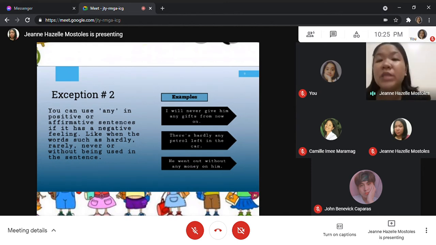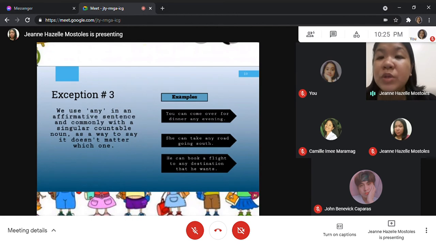For exception number three, we use any in an affirmative sentence, commonly with a singular countable noun, as a way to say it doesn't matter which one. Take a look at example number two: She can take any road going south. If you observe the sentence, it doesn't matter which road you take. It's not important. You can take any of them. That's how we use any in this sentence. It doesn't matter which one. Which one will you choose?